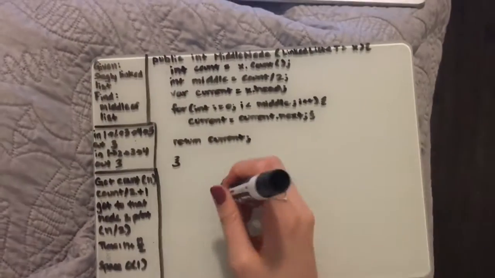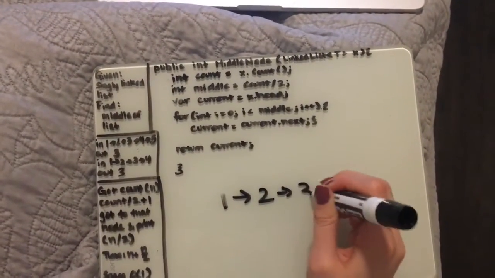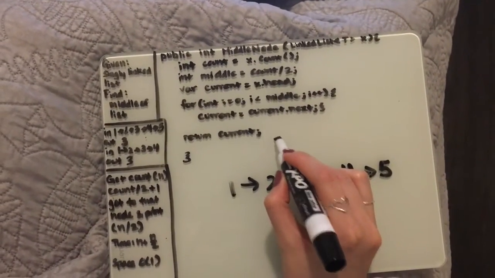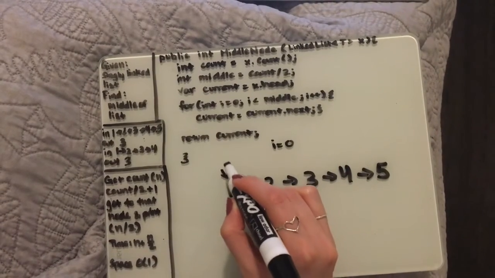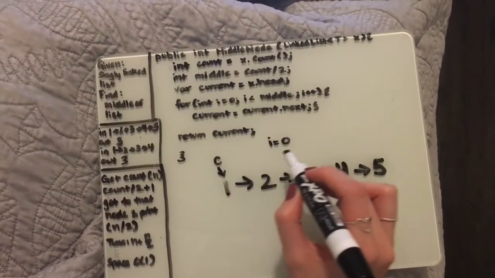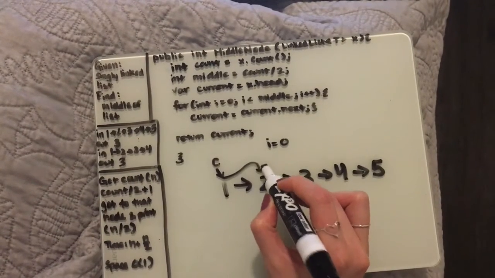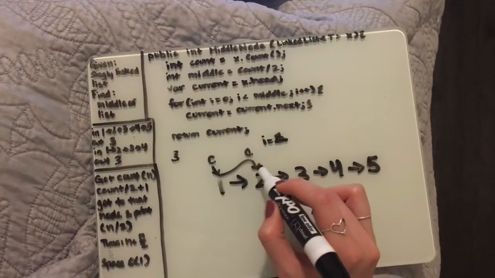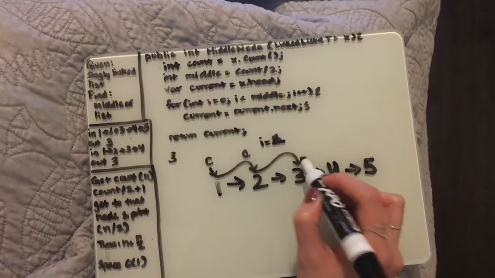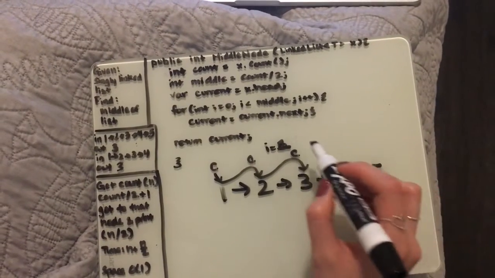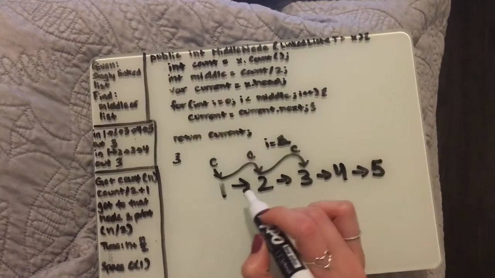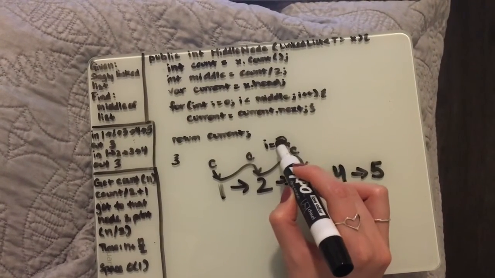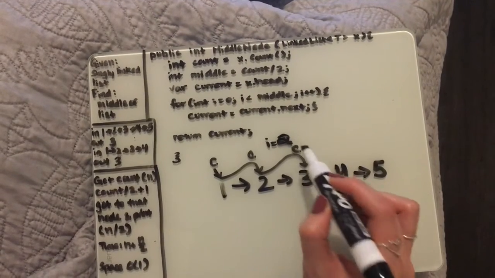So we would go in the example of 1, 2, 3, 4, 5. We're starting at i equals 0 and our current is here. Then we move, our current is equal to current.next, and then i is incremented to 1. Then our current is equal to the next one. Our i is incremented to 2.